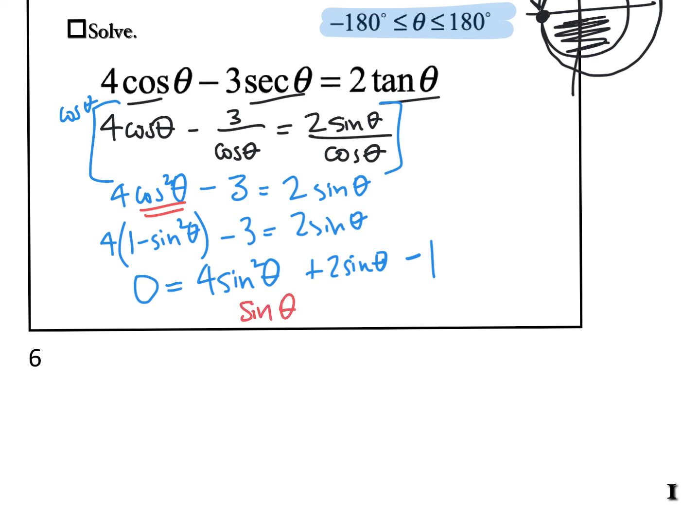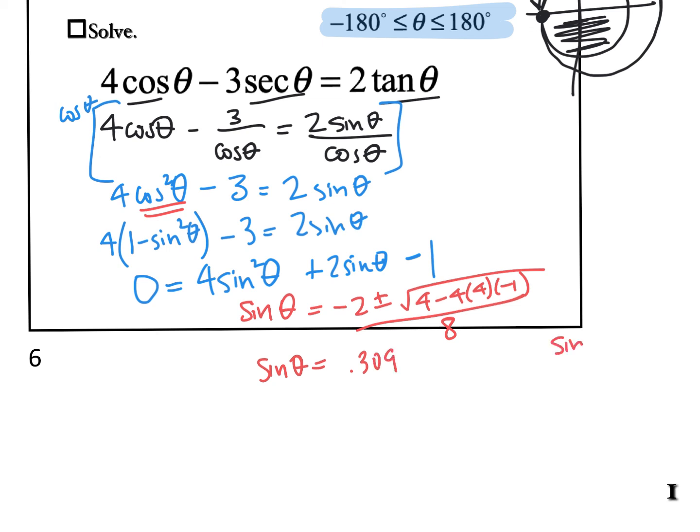So the sine of the angle is going to equal negative b plus or minus the square root of b squared minus 4ac all over 2a. And then if you simplify all that stuff using your calculator, you'll get sine of theta equals 0.309. You'll also get that the sine of theta equals negative 0.809. Okay, so this is going to have to be done with your calculator.